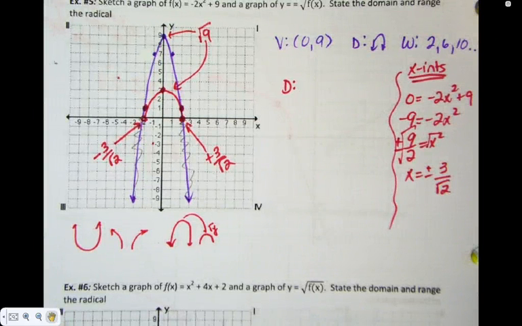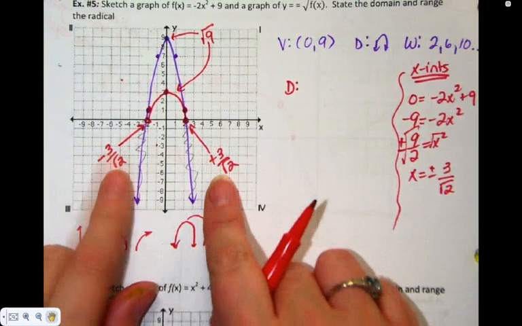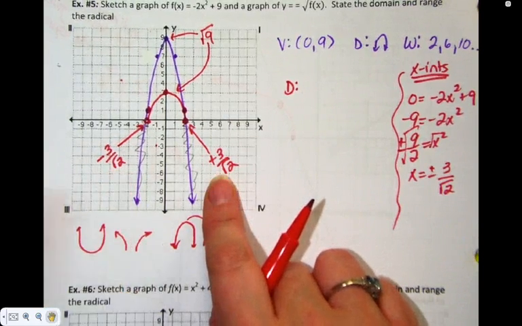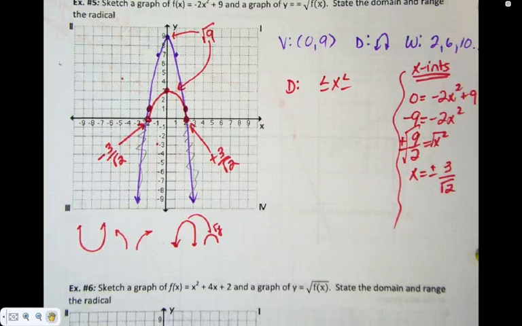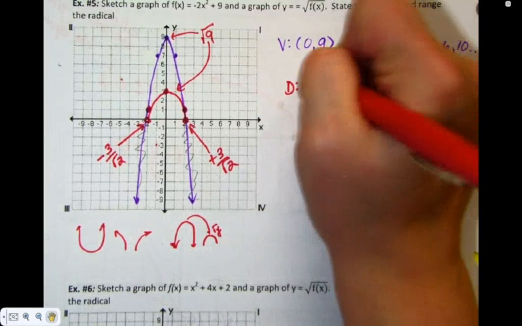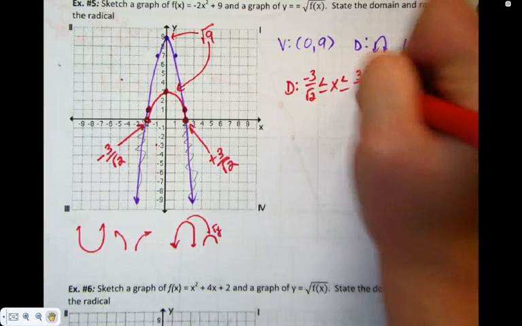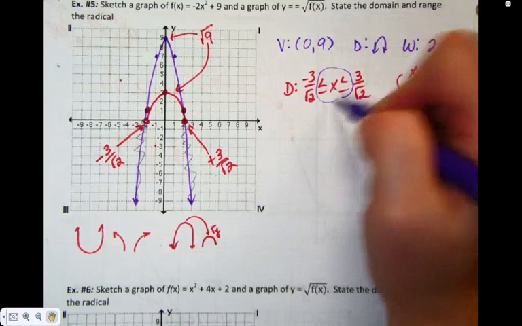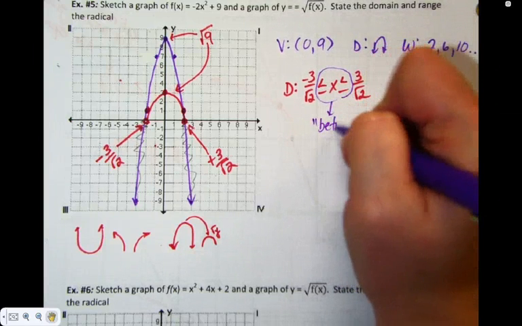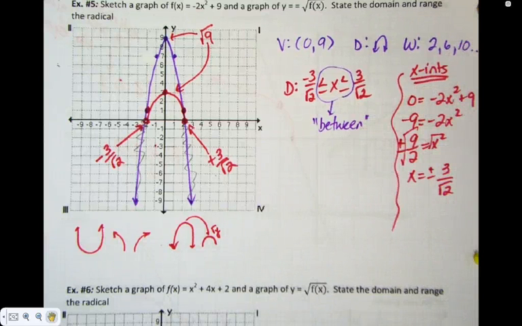Okay, how do I state this domain? Well, remember, what's the notation for between? Because that's what I need to say, is between these 2 values. Less than or equal to x less than or equal to means between. And I need to put the lower value first and the higher value second. So just making a note in case you forgot, this is mathematically for between. No union in this one.